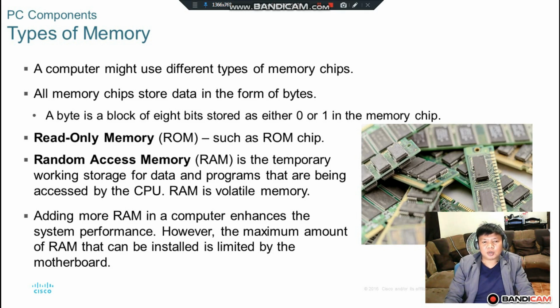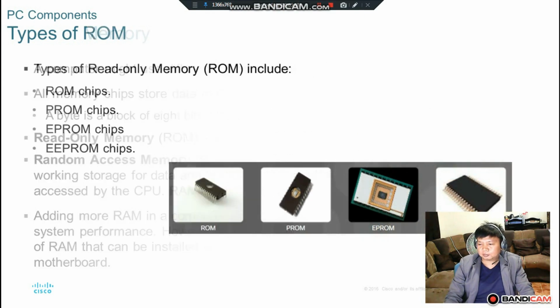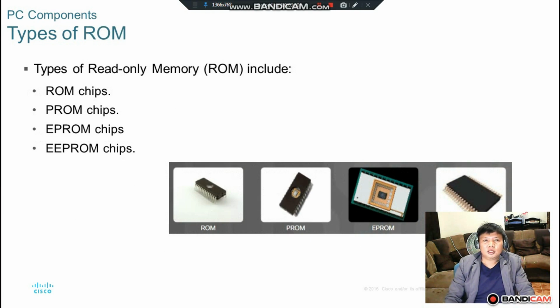If the power is interrupted, the stored data is quickly lost. Then the types of ROM, read-only memory chips: the PROM, programmable read-only memory; the EPROM, erasable programmable read-only memory; and the EEPROM chips, electrically erasable programmable read-only memory.